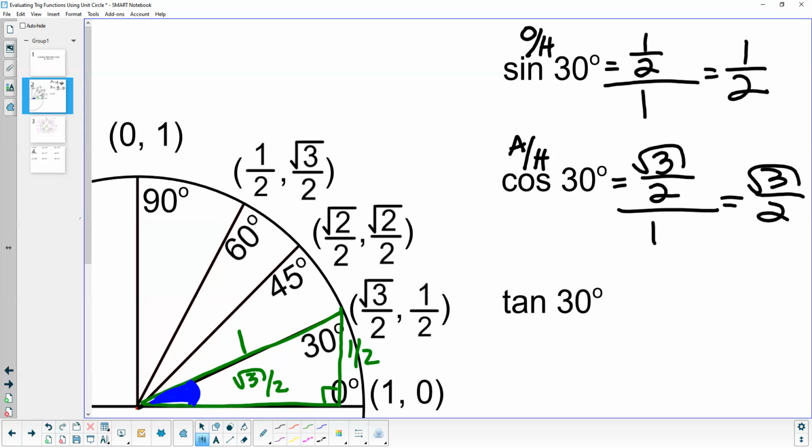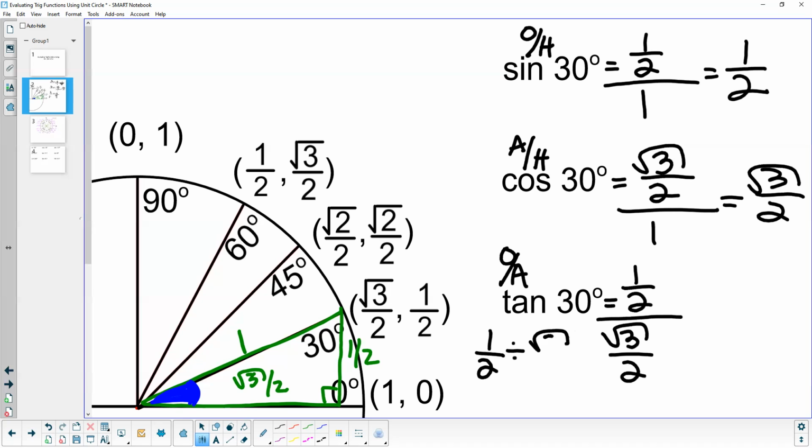And then lastly, we have our tangent. Now our tangent is going to be our opposite over our adjacent side. So what we want to do here is set this up as the opposite, which is 1/2, divided by our adjacent side. Now this is a little bit more complicated than that other math, so I'm going to write it in another form. We've got 1/2 divided by √3/2.